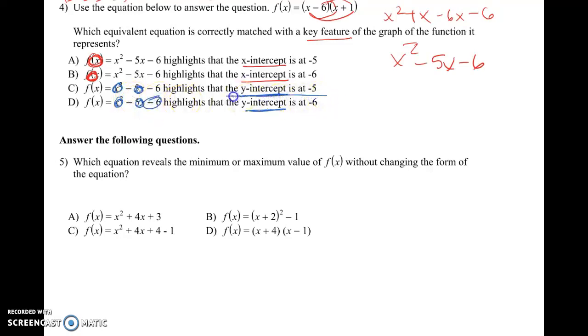So to me, I see that this format, or the way of writing this, highlights easily that if this was 0 and this was 0, I've got a y-intercept at negative 6, not negative 5. So it's not that one. We didn't get our x-intercepts from that, so we know that the answer choice is D.